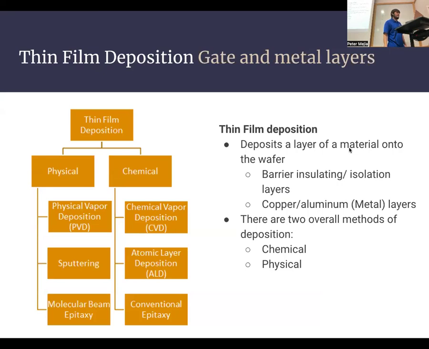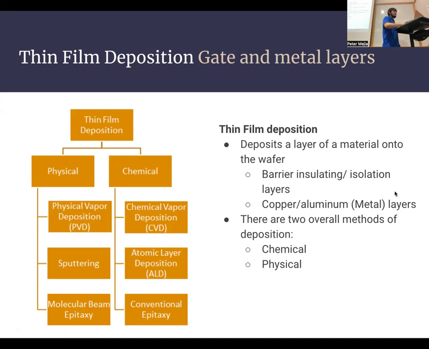So then we have thin film deposition for the gate and metal layer. This is for the MOSFET. This is where we have chemical versus physical vapor deposition. These are the two main things to know, again, in an interview. What's the difference? Yeah, I got this one wrong. I just poorly explained it, very poorly, and they asked hypothetical questions. It sucked. But okay, thin film deposits a layer of a material onto a wafer.